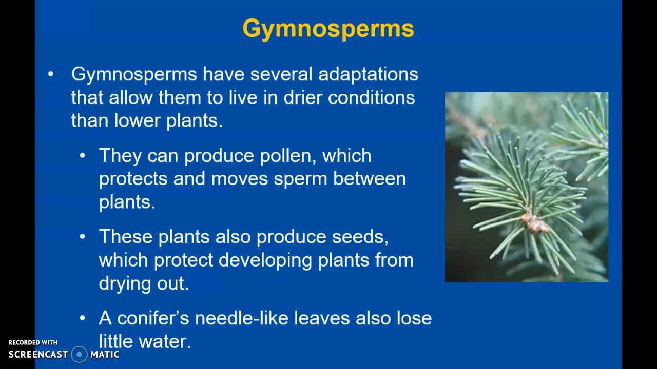They can produce pollen, which protects and moves the sperm between the plants. So a lot of times animals or the wind can spread their pollen to help create new plants. These plants also produce seeds, which protect developing plants from drying out. So the seeds help the plant from drying out. A conifer's needle-like leaves also lose little water, so the water doesn't escape through the leaves like it does in some of the other plants. Most of the Christmas trees, if you buy a live Christmas tree, are going to be gymnosperms.